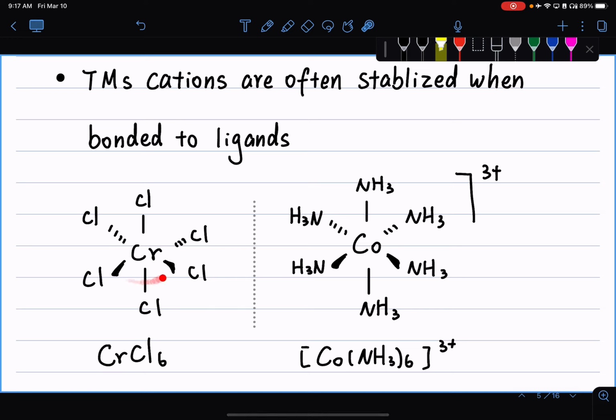On the left, we can have chromium that's binding to 6 different chloride ligands, making a chromium chloride 6. Or on the right-hand side, you have cobalt binding to ammonia. These two examples are actually a demonstration of different kinds of chemical bonds between a transition metal center and a ligand.